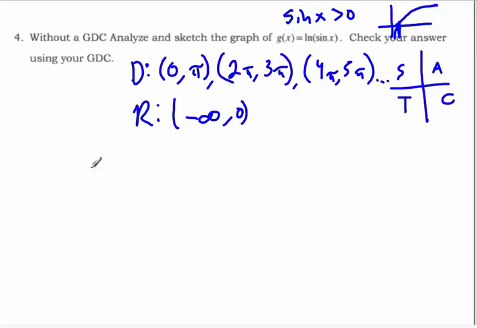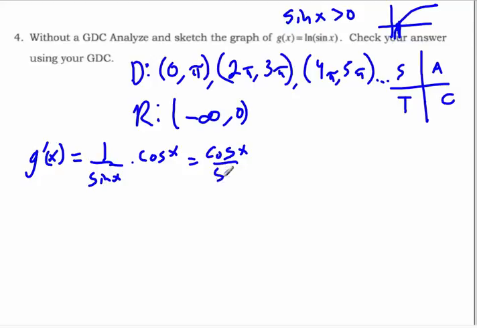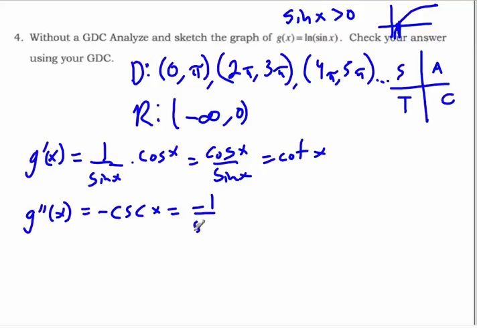Alright, so we got a domain and range. Let's do the first derivative. The first derivative equals 1 over sine x and chain rule cosine x, which equals cosine x over sine x, or cotan x, maybe that'll help us later. The second derivative is going to be, the derivative of cotan is negative cosecant squared x, which is negative 1 over sine squared x.